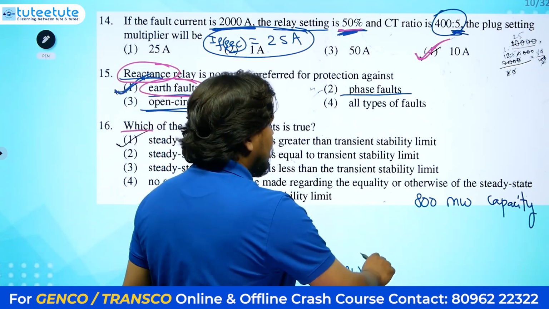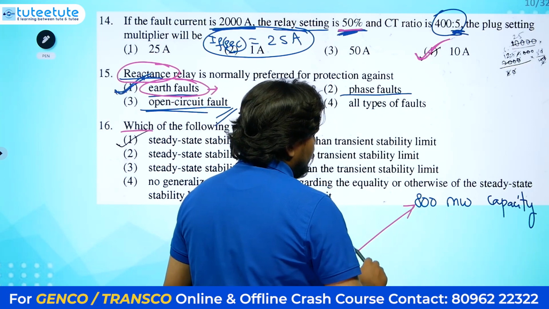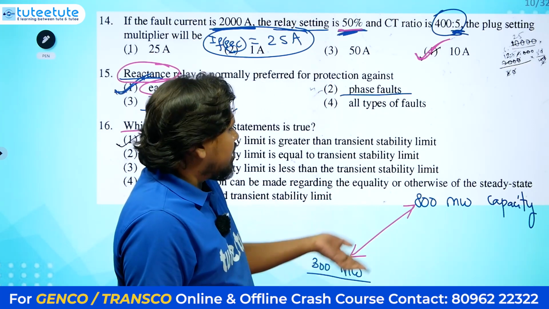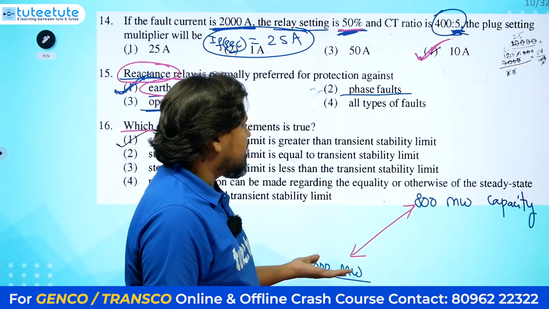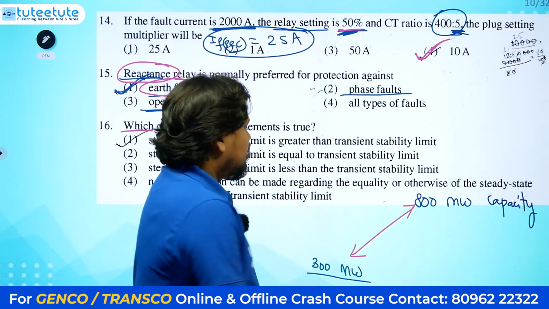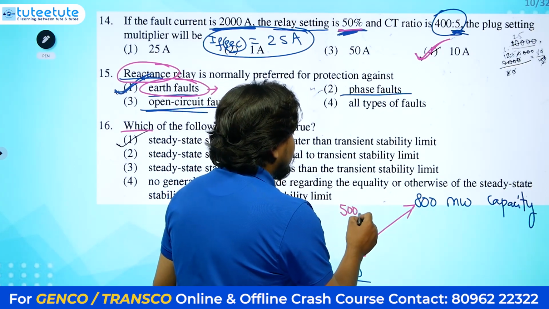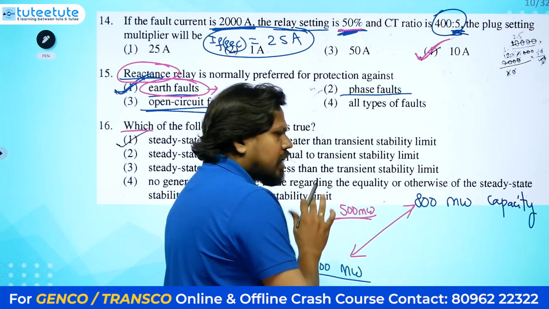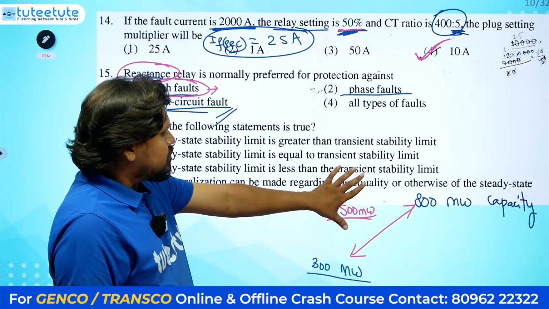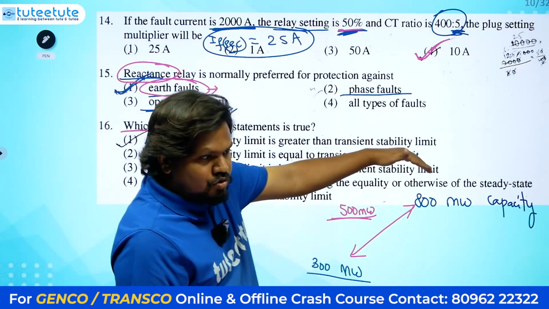Then this much of a gap is there. Okay, so there is no problem, you can increase some more. It is 300 now, total 800 means a 500 megawatt gap is there between them. That means this much reserve is there at present. Okay, so this much reserve is there, you can increase up to this much.